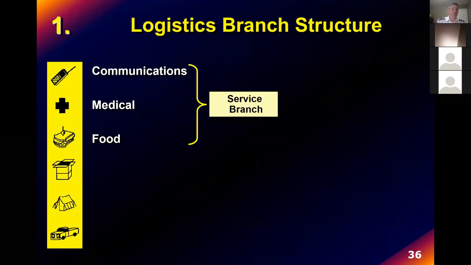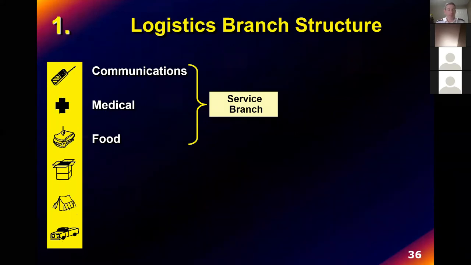So again, we talked about it could be broken into branches. If we were breaking it into branches, we might break it up this way and have what's called the service branch, which would include communications, medical, and food. These are the services that we need for a successful large-scale event. So communications, develop a communications plan, make sure we have the right equipment. With medical, we're looking at the treatment of injured personnel, making sure the reports are filed, medical transportation for responders if necessary.